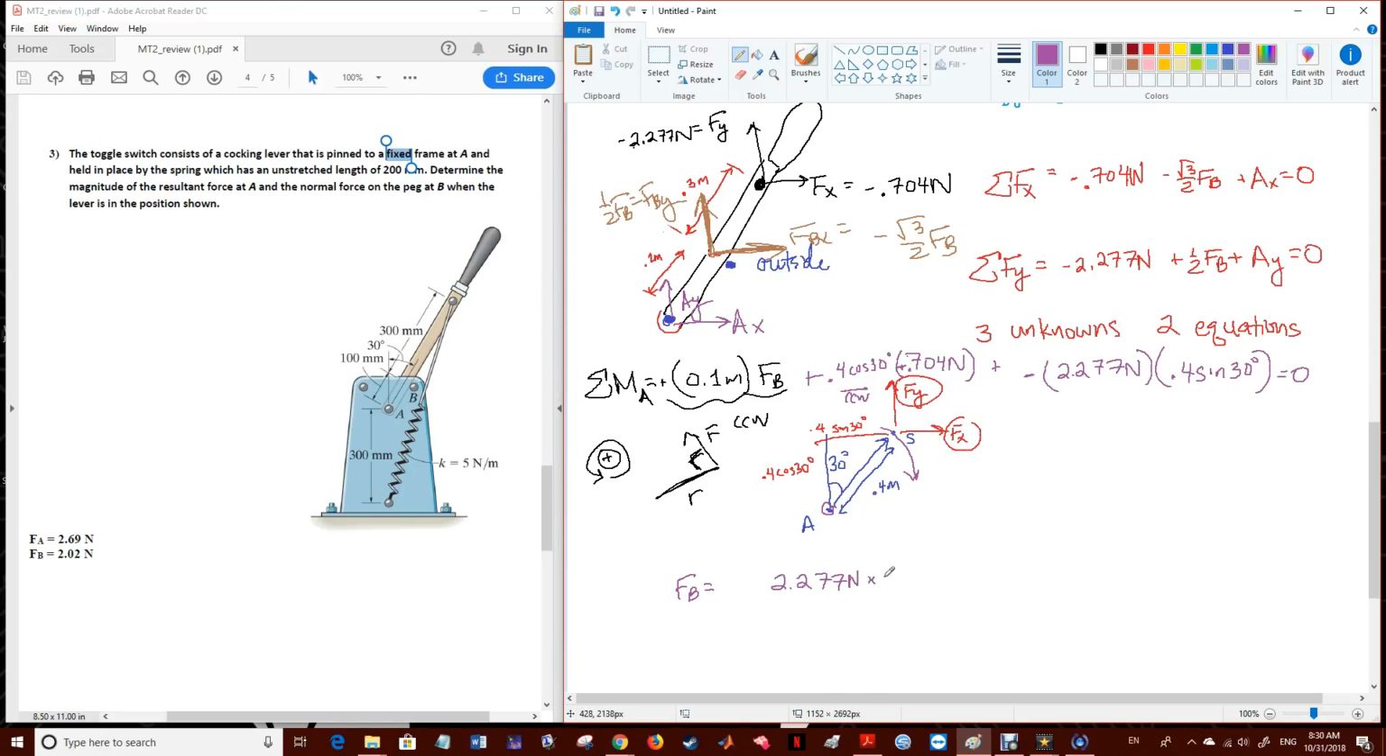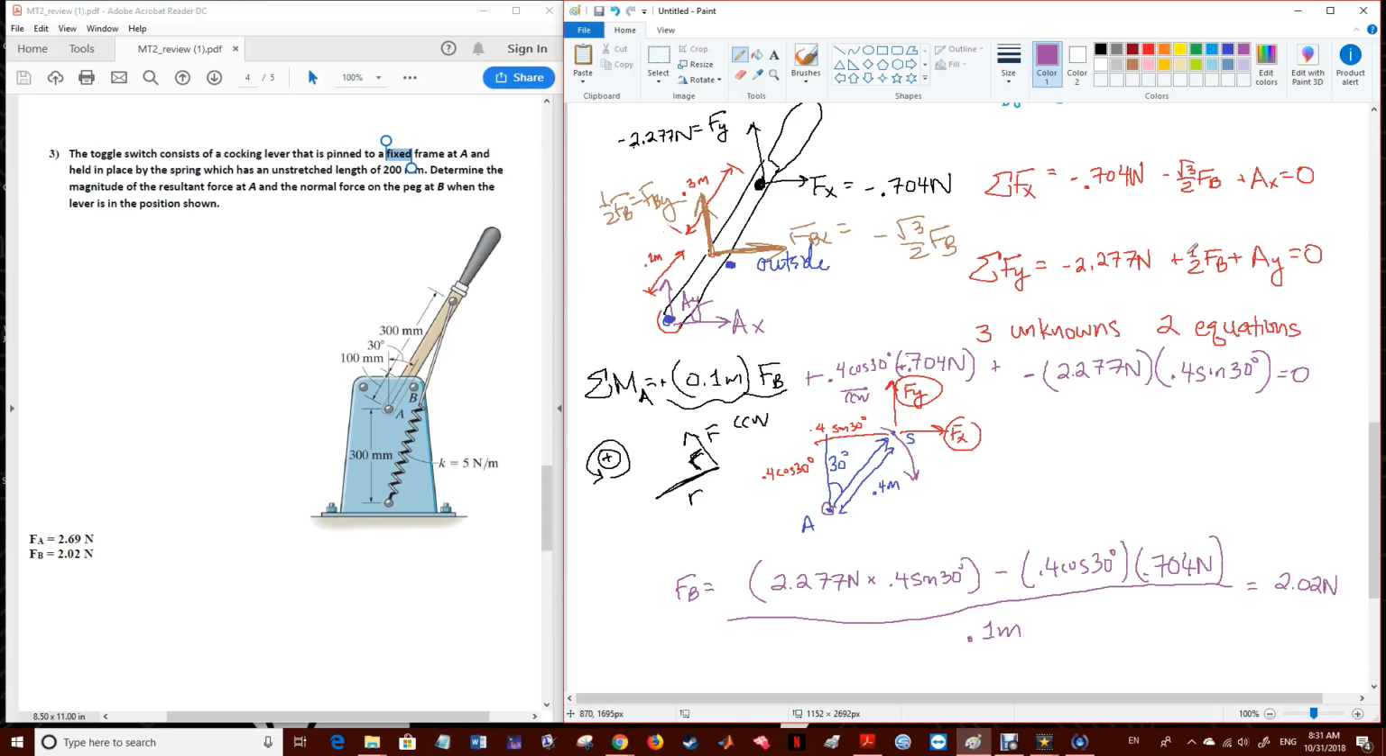2.277 newtons times 0.4 sine of 30 degrees minus 0.4 cosine of 30 degrees times 0.704 newtons, all divided by 0.1 meters. And of course this will be in units of newtons. And once we have that, we can turn this force in and figure out what is AX and what is AY. And this force B is equal to 2.02 newtons.